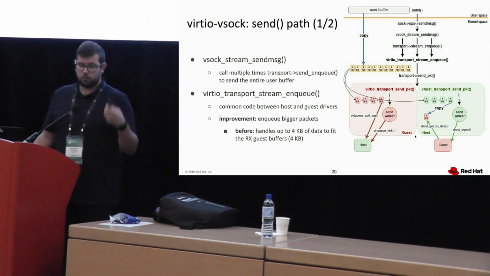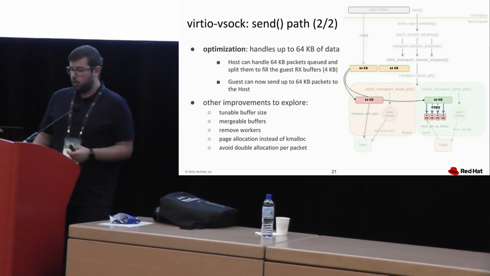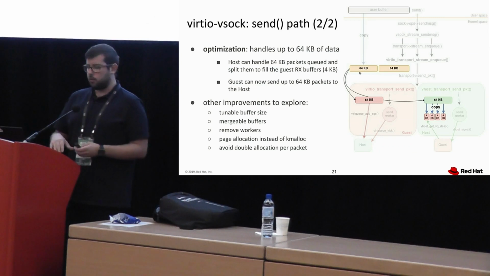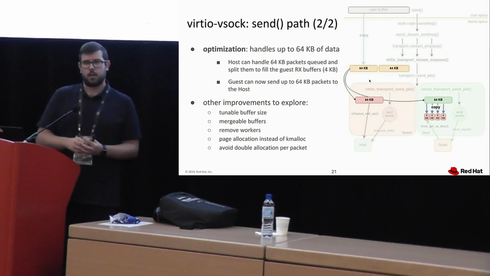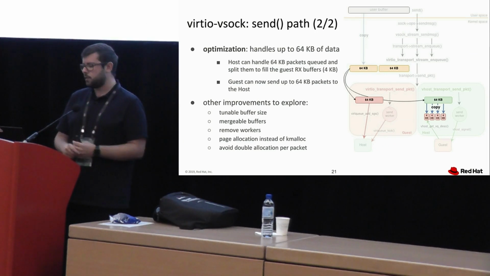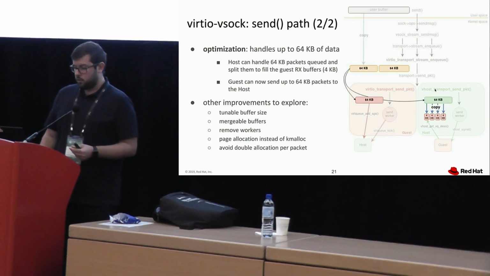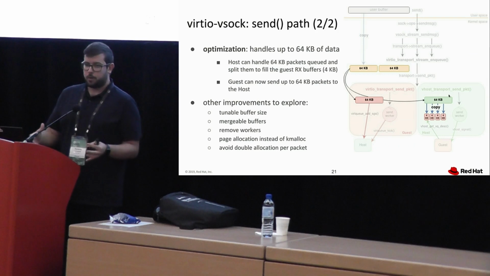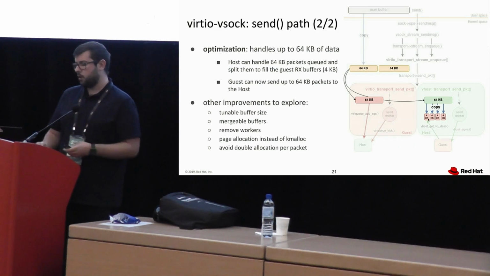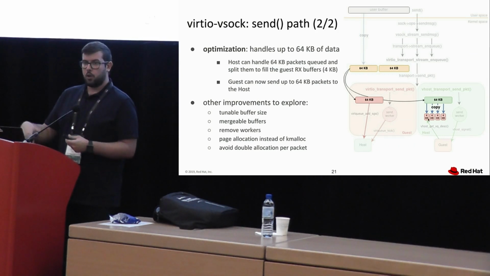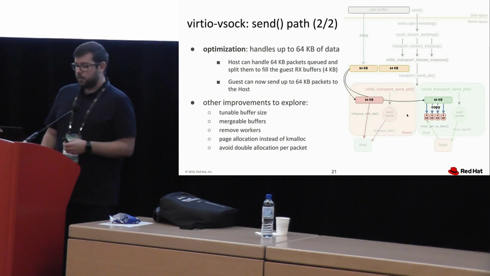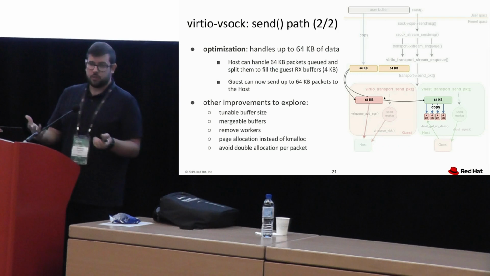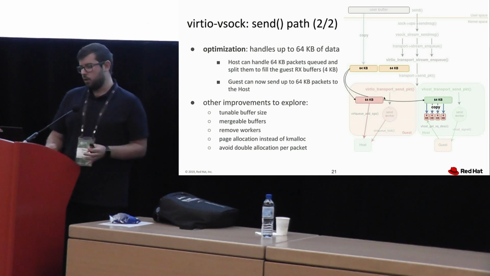So in order to improve the throughput, we increased the size of the packet generated by the virtio transport stream enqueue to 64 kilobytes, the maximum packet size handled by virtio vsock devices. And we changed the host driver to split large packets according to the size of the buffer pre-allocated by the guest, which still are 4 kilobytes. This also allowed the guest to send up to 64 kilobyte packets directly to the host.